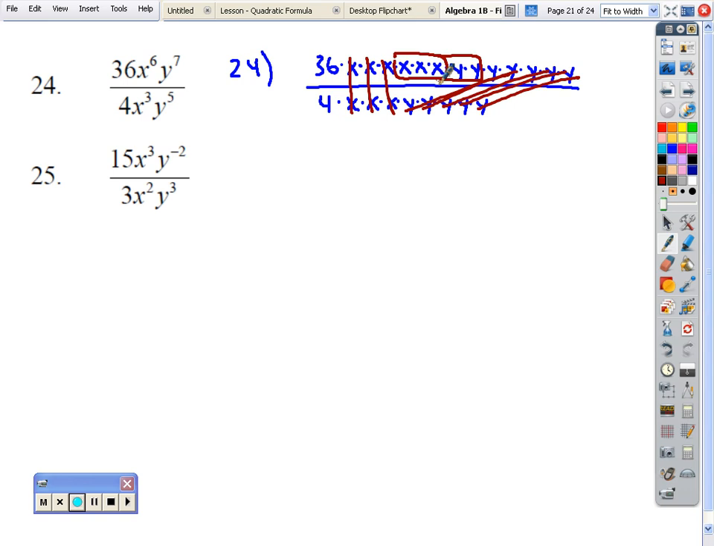36 divided by 4 here is 9. X to the third y squared. And if you were to subtract the exponents, 6 minus 3 is 3, and 7 minus 5 is 2, and you have your answer. Okay?